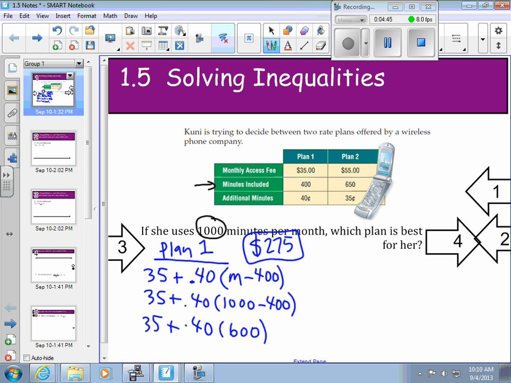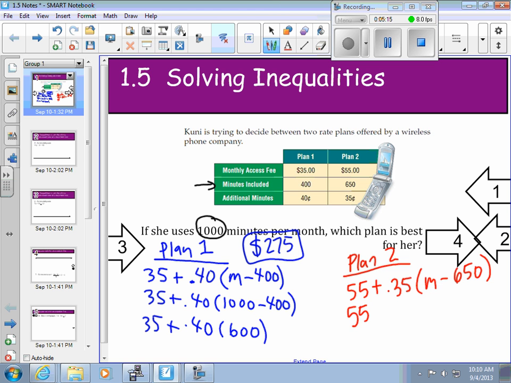So that's the total cost for plan 1. Let's do the same thing now for plan 2. See how much plan 2 is going to cost. So doing a very similar expression, using the other numbers, plan 2 costs $55 per month. Additional minutes are only 35 cents here, times the number of minutes minus, here we have 650 minutes included. So we want to make sure we subtract off 650.